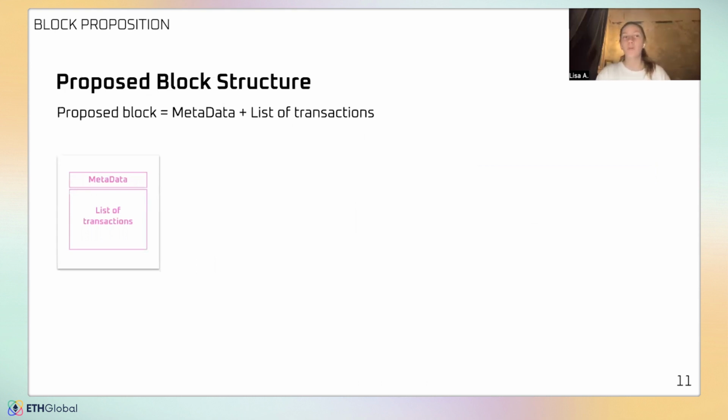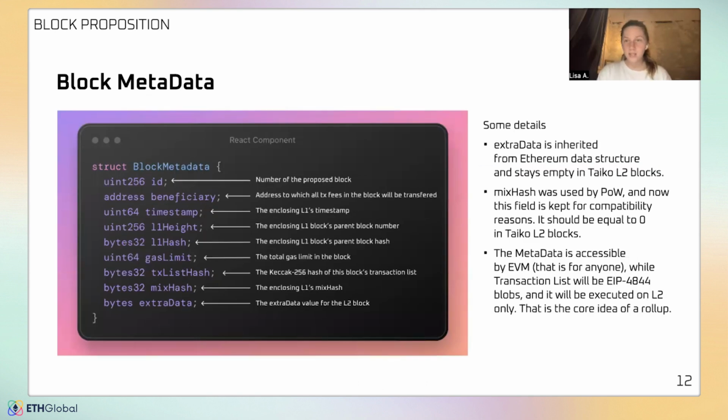Proposed block consists of metadata and list of transactions. And metadata is specified according to the Ethereum Yellow Paper. What is interesting about that metadata is that it is accessible by EVM, by the Ethereum virtual machine. That means accessible for anyone, while the transaction list is not, and the transaction list will be executed on layer 2 only. And that is the core idea of rollup, in fact.